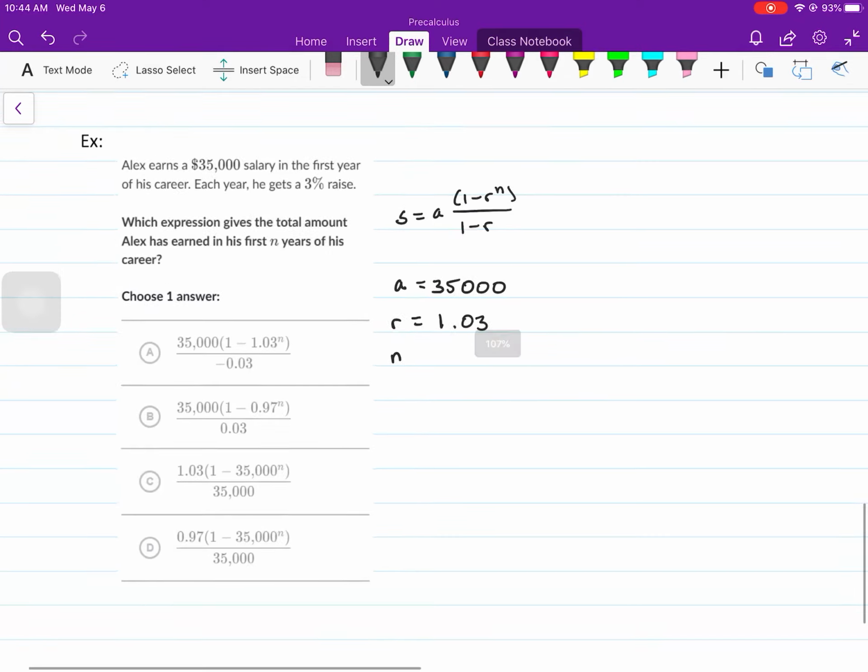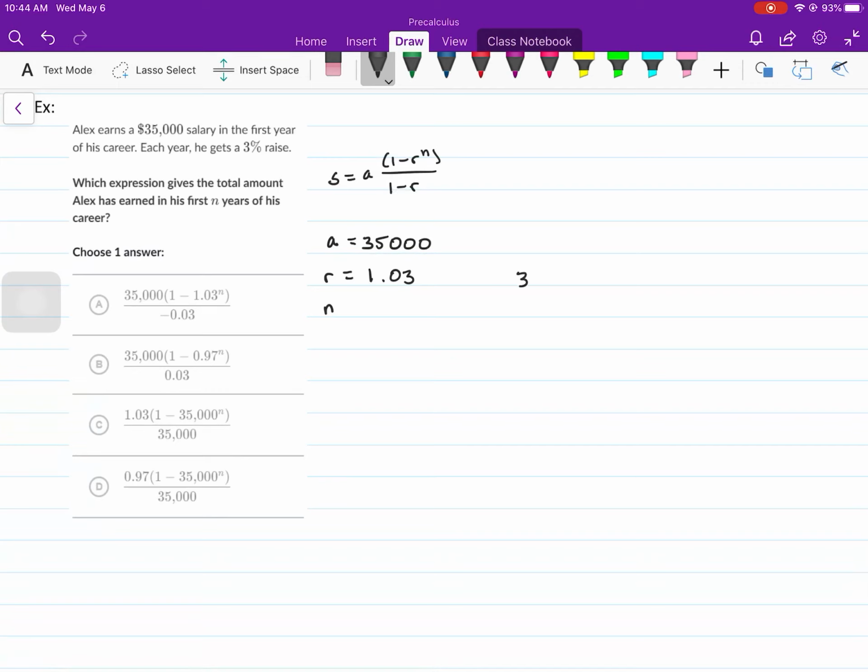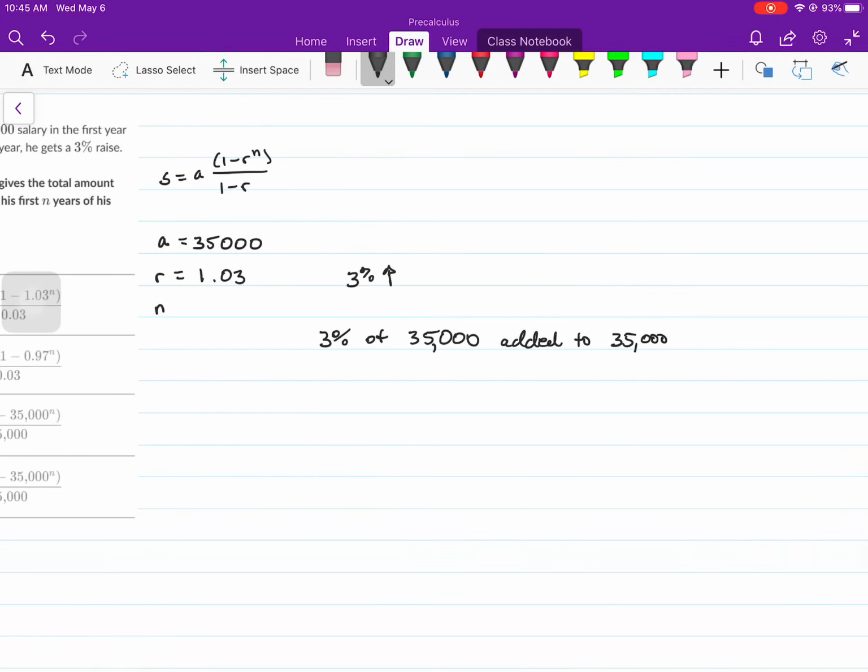And so let's talk about that 1.03 really quick. So we don't want 3% of his salary. We want a 3% increase on his salary, right? So we want to find 3% of the 35,000 and then add it to 35,000. So if you think about that, that would be 0.03 times 35,000 plus 35,000, right?